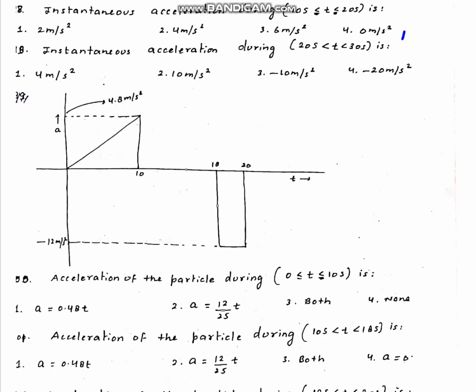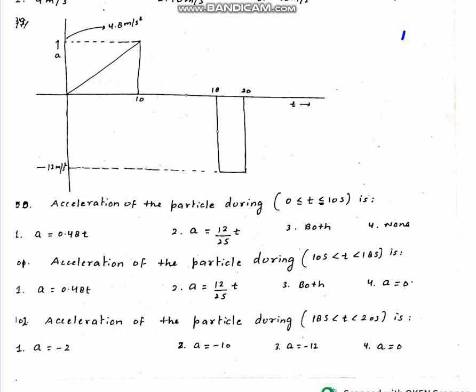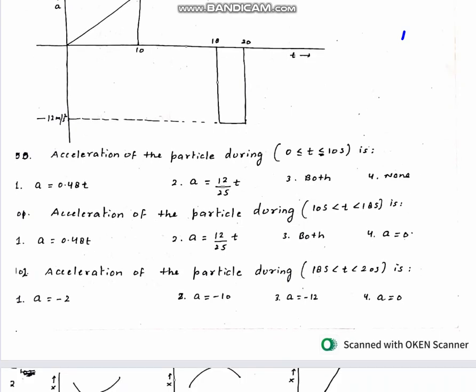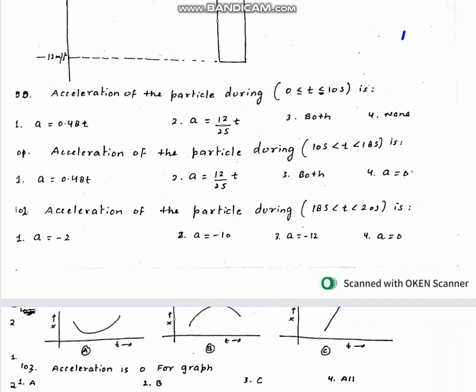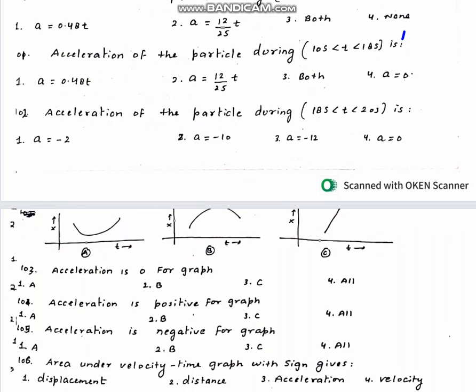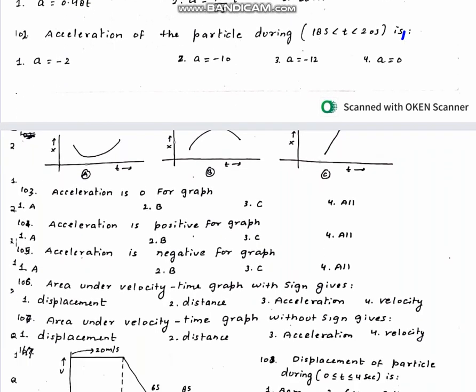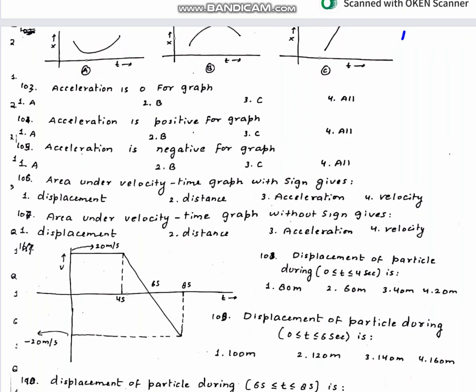And again we are given a graph of acceleration versus time, and we need to find the acceleration during 0 to 10, then during 10 to 18, then during 18 to 20. Then we need to draw the graph of that. The graph is given and we need to analyze the acceleration corresponding to different graphs, in which case it is 0, it is positive, it is negative.